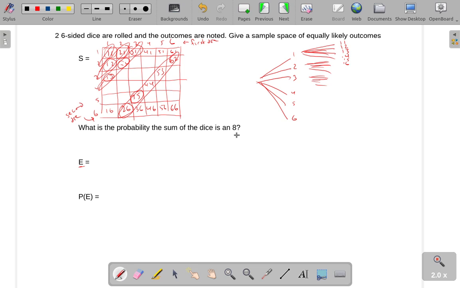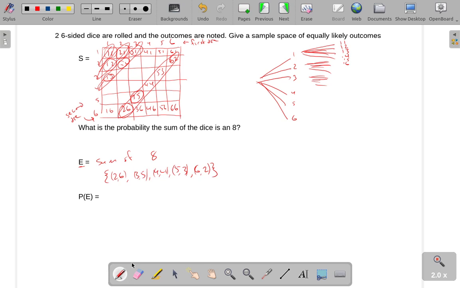If I'm trying to find the probability of 8, E is going to be the event I get a sum of 8. And E is going to be what? These outcomes. 2, 6, 3, 5, 4, 4, 5, 3, and 6, 2. Now, these are not the same event. Getting a 2 then a 6 is not the same as getting a 6 then a 2. That's why I can have them both in the set here. I'm going to think of it the way it's written on that other chart.